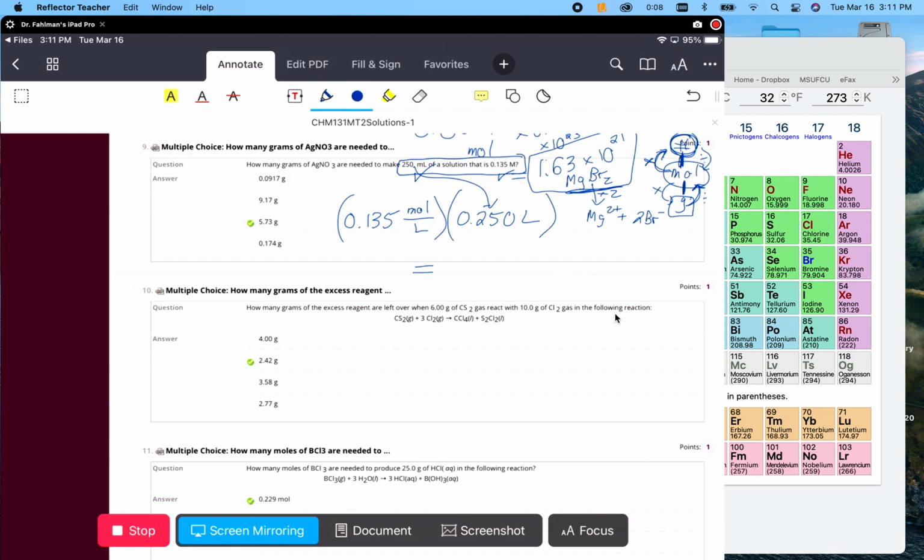0.135 times 0.25, you get 0.03375 moles. Okay, it's asking for grams, so we're just going to have to multiply by the molar mass of that.